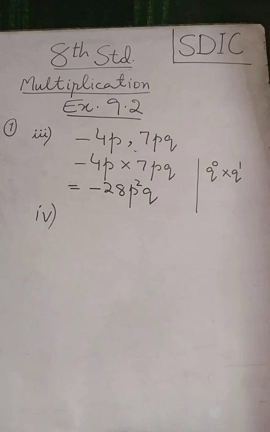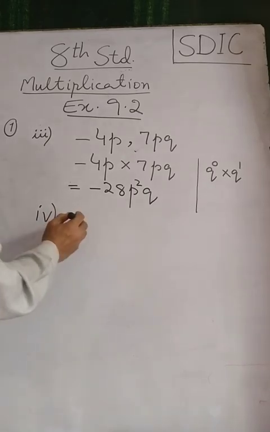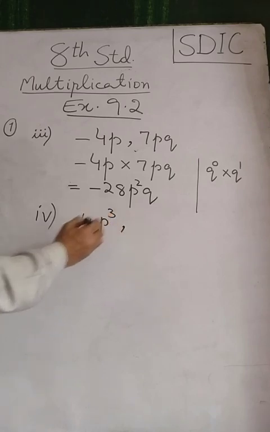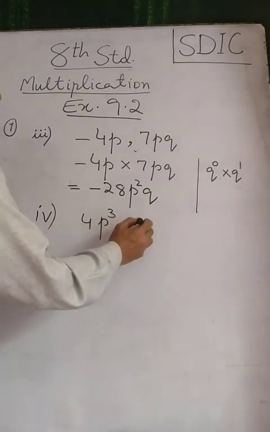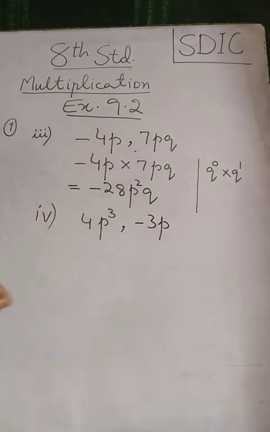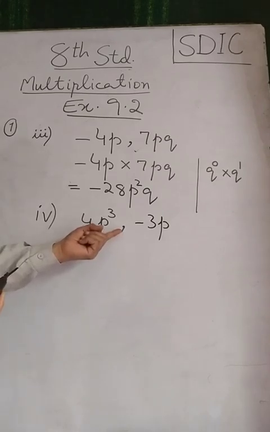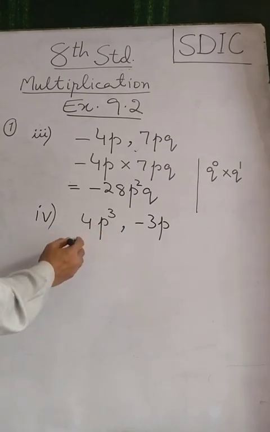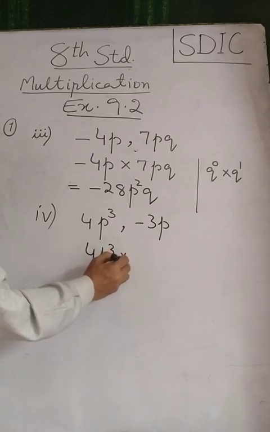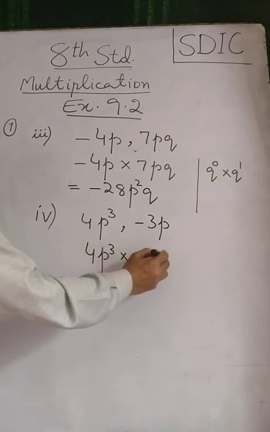Part number 4 is 4p cube. It is 4p raised to power 3 this time. First monomial expression, comma. Second monomial expression is minus 3p. You have to multiply these. So what shall we do? We'll again first, in the first step, replace comma by multiplication sign. It will be 4p cube multiplied by minus 3p.